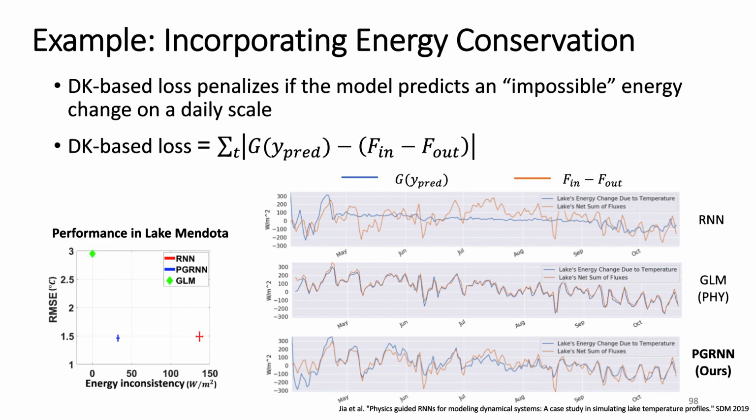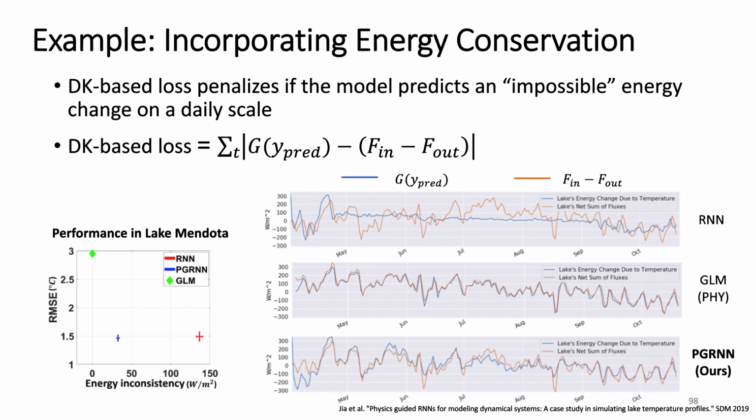In terms of RMSE, PGRN can reach the lowest RMSE, and PGRN can also reach much lower inconsistency of energy than the pure machine learning model RNN.